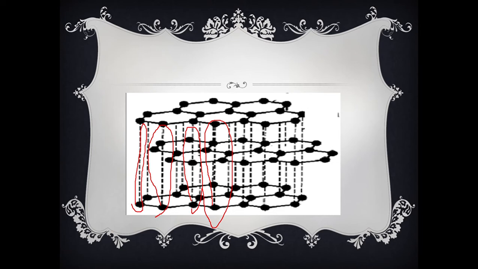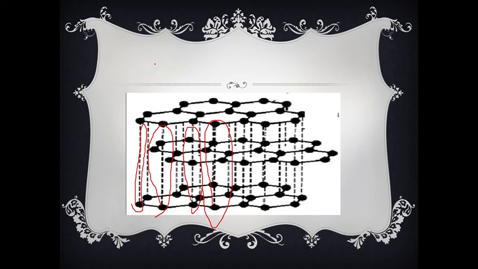Okay? Got it, guys? And you know something. Due to these weak forces in graphite, these layers of carbon atoms slide over each other.